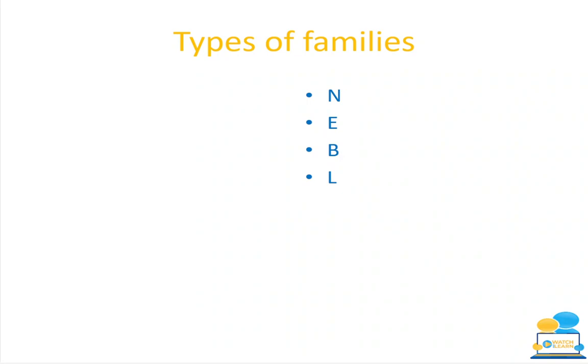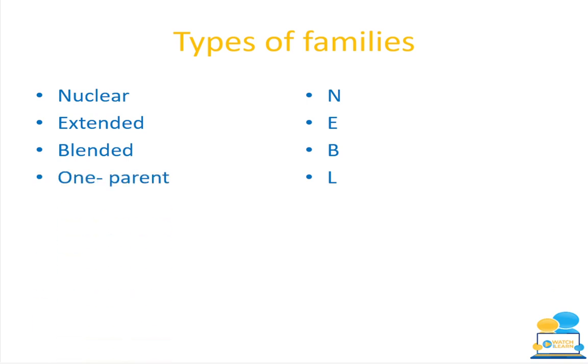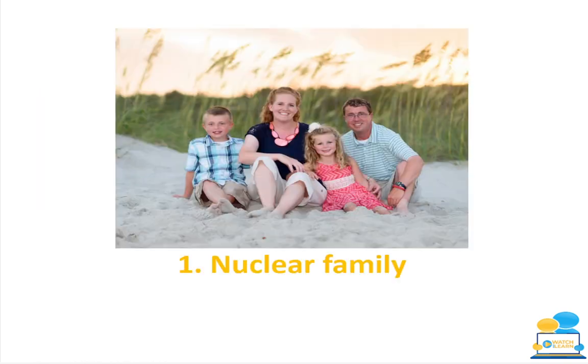So there are 4 different types of family structures. You need to be able to state, explain and give examples. I use the acronym of NEBL to help students remember. So we have N for nuclear, E for extended, B for blended and L for other parent or lone parent. So you can either call it other parent, one parent or lone parent.